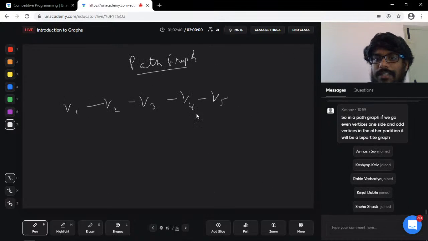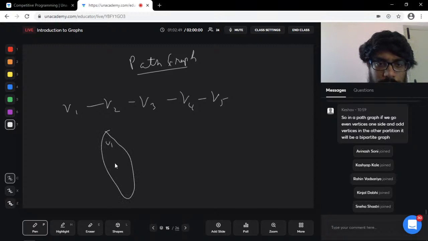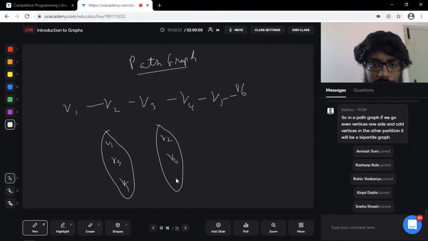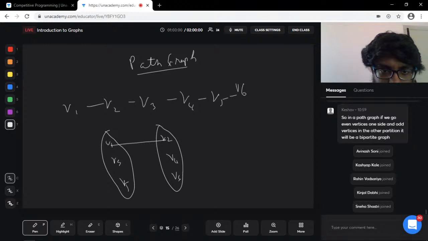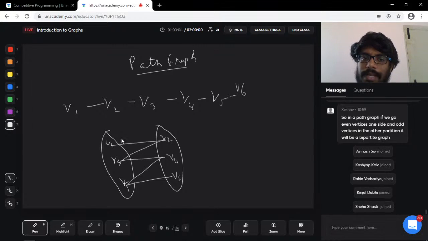A path graph was like this, and a path graph can be thought of as a bipartite graph, because I can take v1, v3, v5, so maybe there is v6 as well, and v2, v4, v6. So I have the edges v1 v2, v2 v3, v3 v4, v4 v5, v5 v6. This is a partition such that all the edges only go between them. There is nothing inside either of these two partitions. So a path graph is always a bipartite graph. That's absolutely correct. A very nice observation, Keshav.